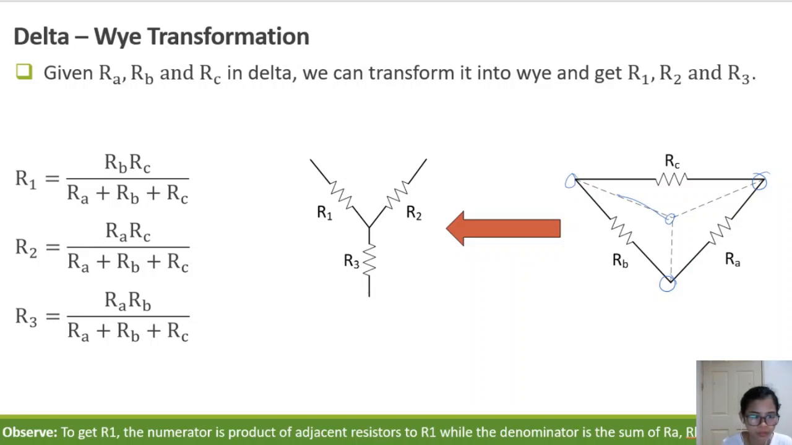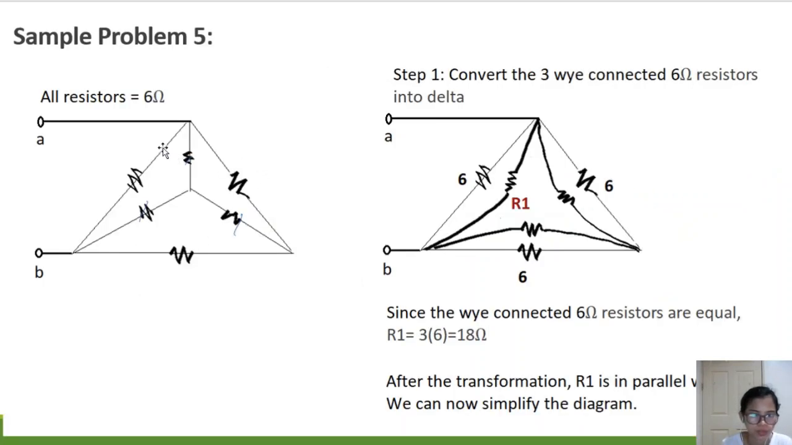So let's go back to the problem. We have here a Y. So where will be the new resistors? It will be between that node and this node. So this is the new resistor R1, and the new resistor R2, and the new resistor R3. Okay. Now, after the conversion, what can you observe? Can we simplify the circuit now or not?